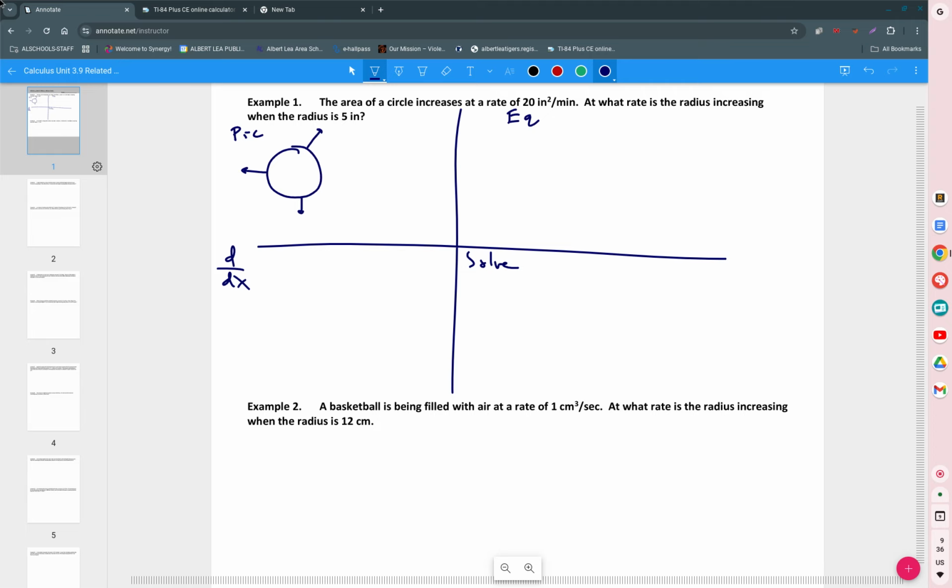Time. Time is the great variable that relates all these things, and they're changing together. Look at the rate, it is 20 inches squared per minute, okay? So per minute, so time is going by. So really, as I take the derivative, I'm not taking the derivative with respect to x, I'm taking the derivative with respect to time.